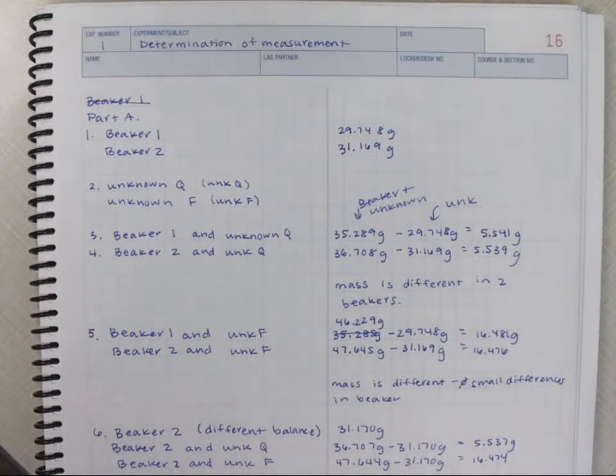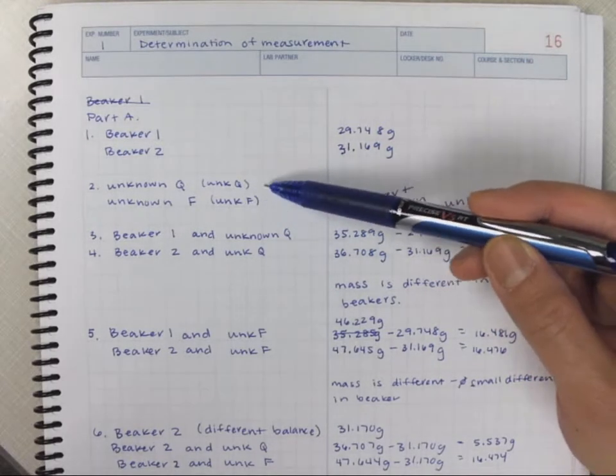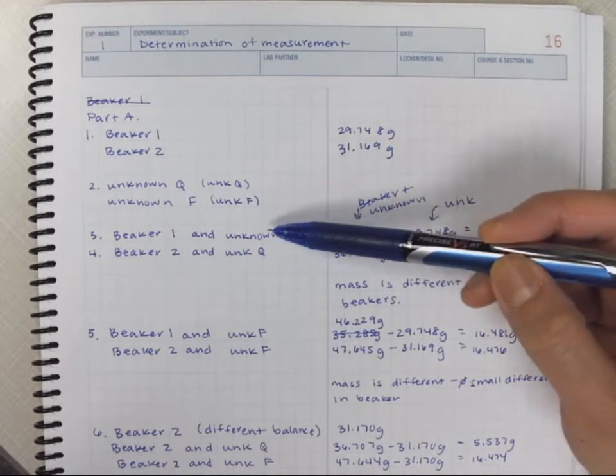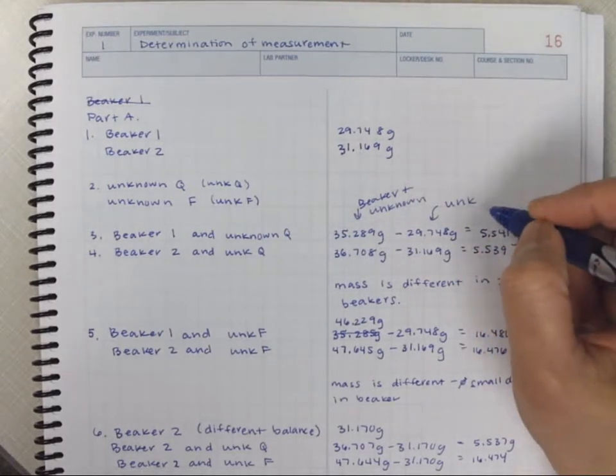Okay, so these are hopefully helpful tips for you for doing calculations for experiment 1, determination of measurements. A couple things that you want to notice are the measurements that you would have had to have taken. You have 2 beaker measurements, and then you have 2 unknowns, so you identify what those ones are. This is beaker 1 plus the unknown, and determine the mass of just the unknown.